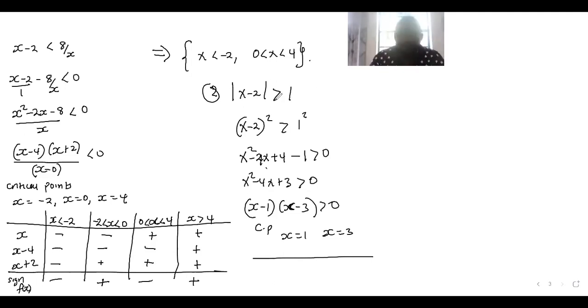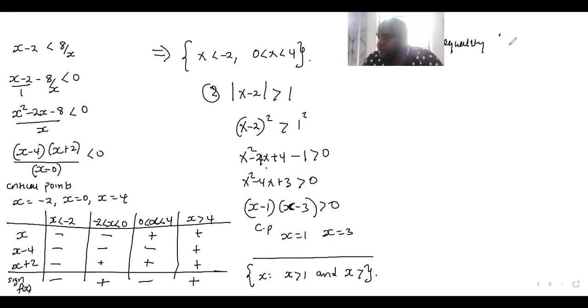Someone go ahead and give me the answer so that I can bring another important number here. From my table, the final answer is x is less than 1, then x is greater than 3. Correct. So you'll find some books saying x is greater than 1 and x is greater than 3. This is also correct. So they can give you a question like this one.